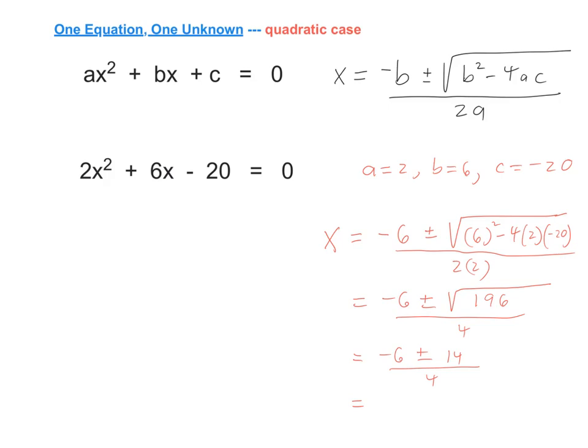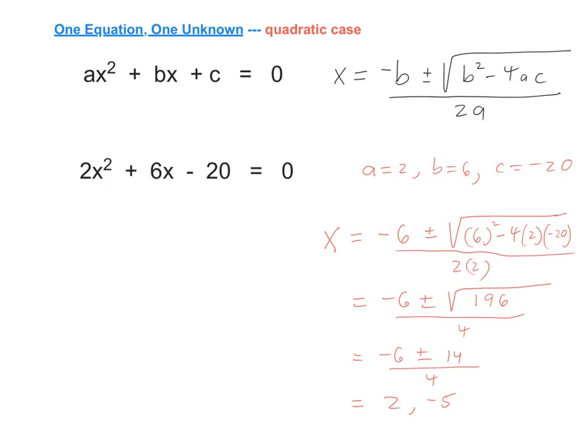And we see that if we choose the plus sign, then we get negative 6 plus 14, which is 8 divided by 4 is 2. Whereas if we choose the minus sign, we get negative 6 minus 14, which is negative 20, divided by 4, which is negative 5. So those are the two solutions.